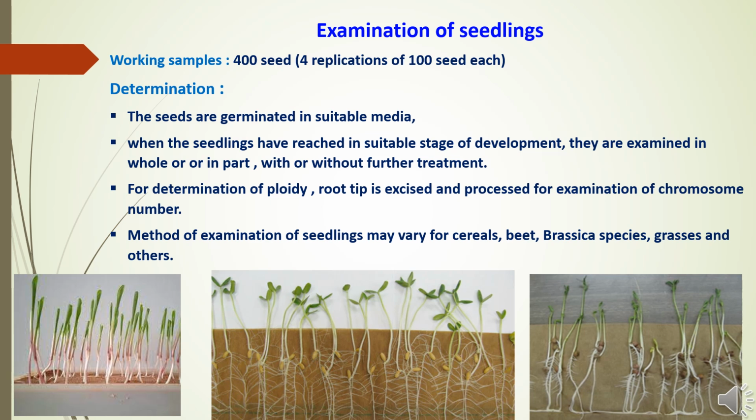For determination of ploidy, the root tip is excised and processed for examination of chromosome numbers, and the method of examination of seedlings may vary for cereals, beet, brassica species, grasses, and other crops.